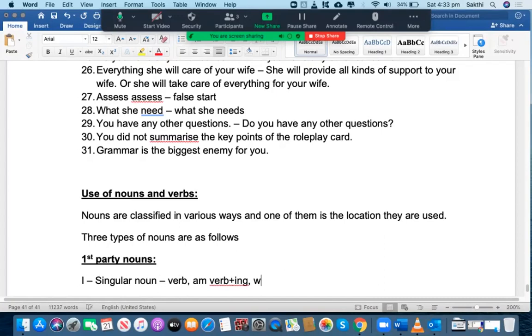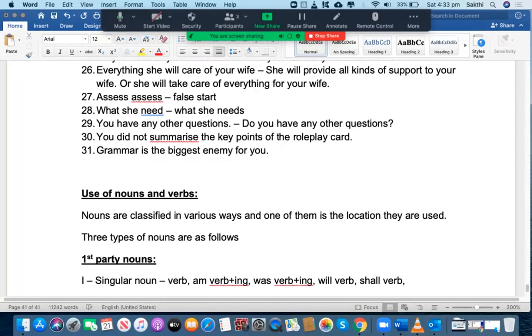Then I was and verb plus ing. This means I was working, I was writing, I was talking, I was listening to something, and so on. And then I will verb, or shall verb. For example, I shall go, I will go, I will come, I will talk, I will speak, I will listen to, I will write, I will read, I will succeed, I will achieve, and so on.